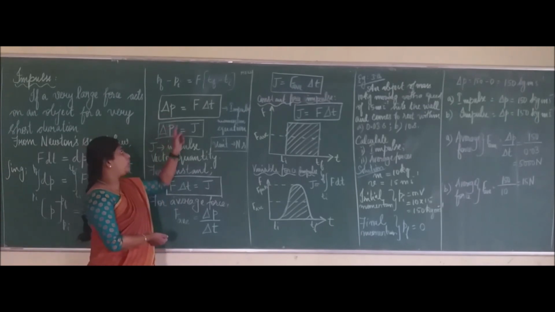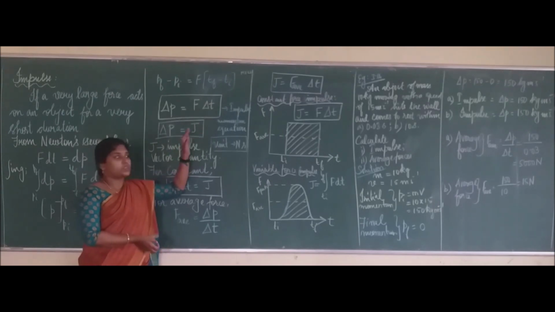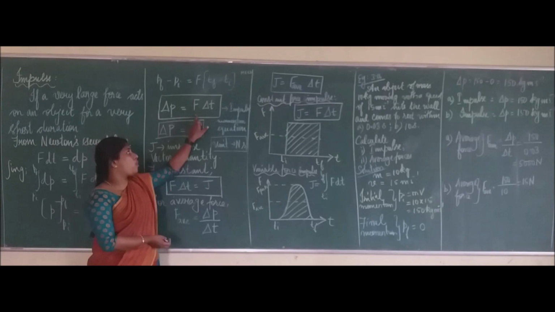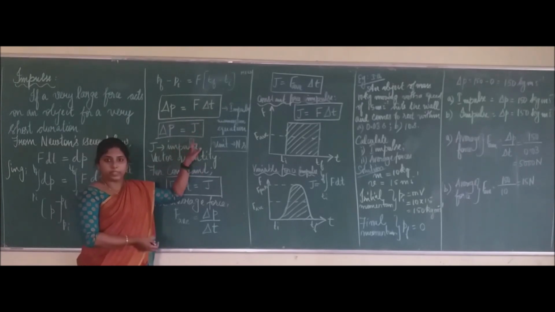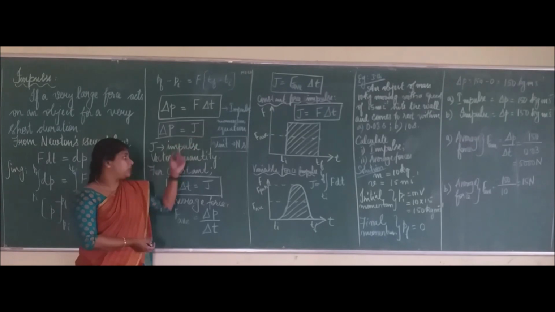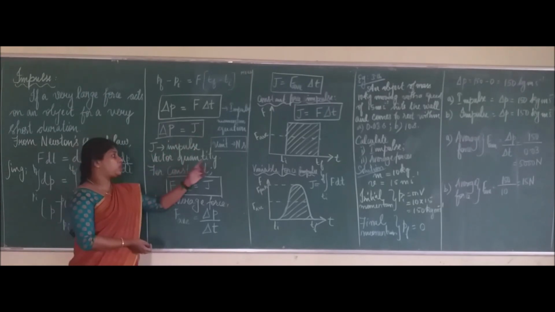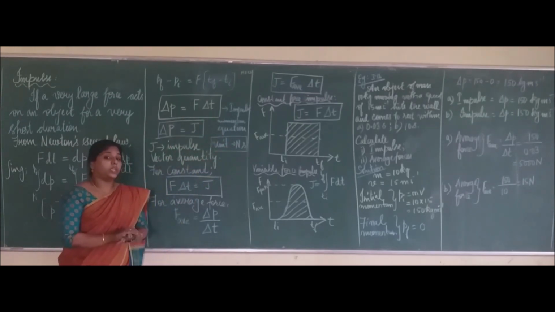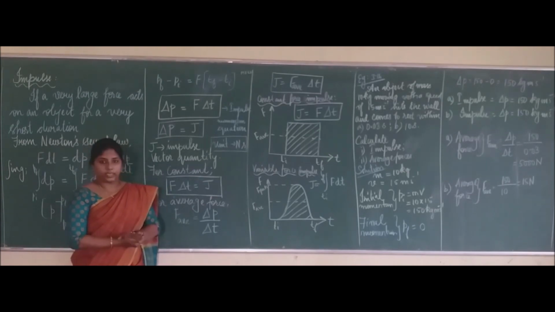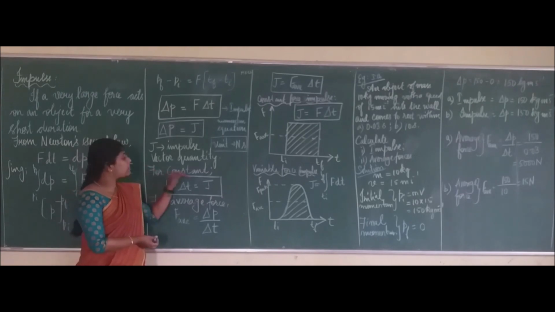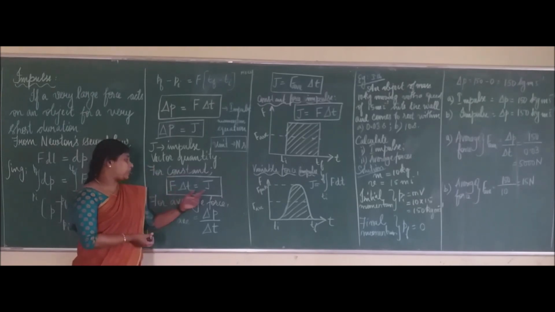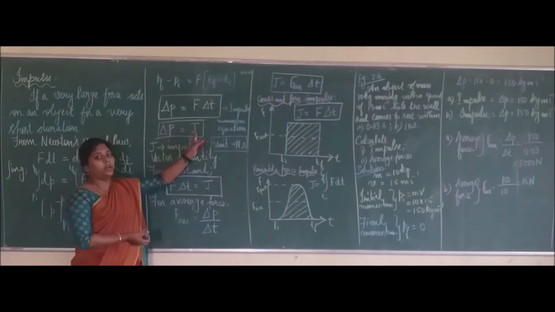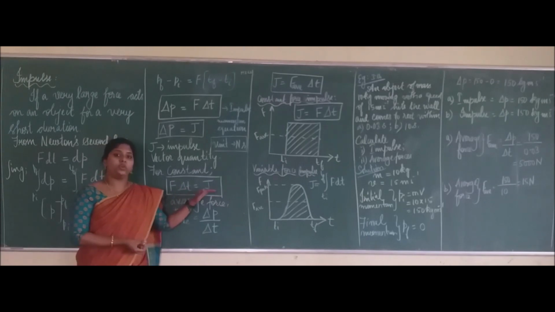Del P equals F into del T is nothing but J. J is the symbol for impulse. Force into time is called impulse, that is J. Impulse is a vector quantity and its unit is Newton second, because force is in Newton and time is in second. So for a constant force, the expression is F into del T equals J, because del P equals J.